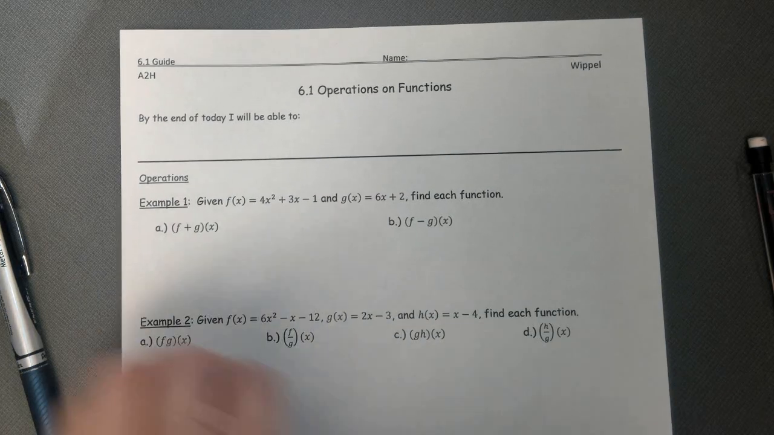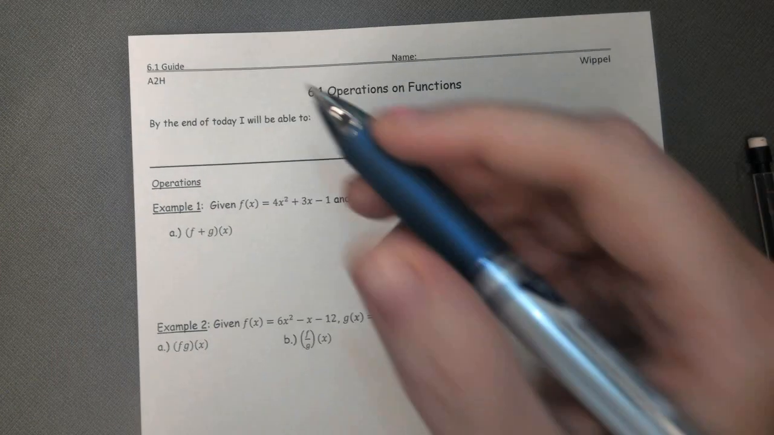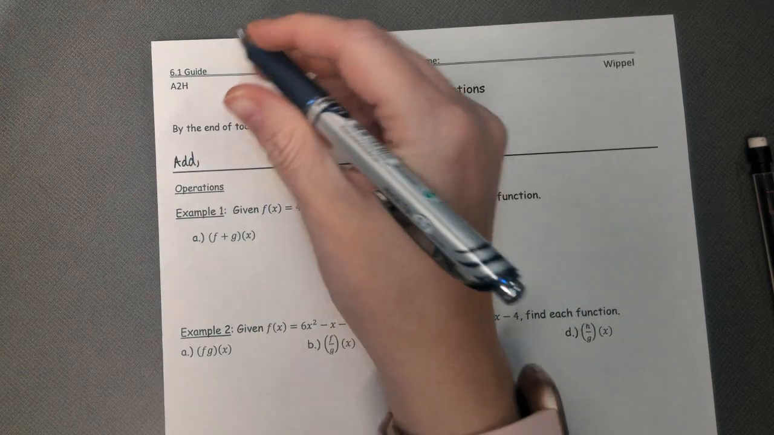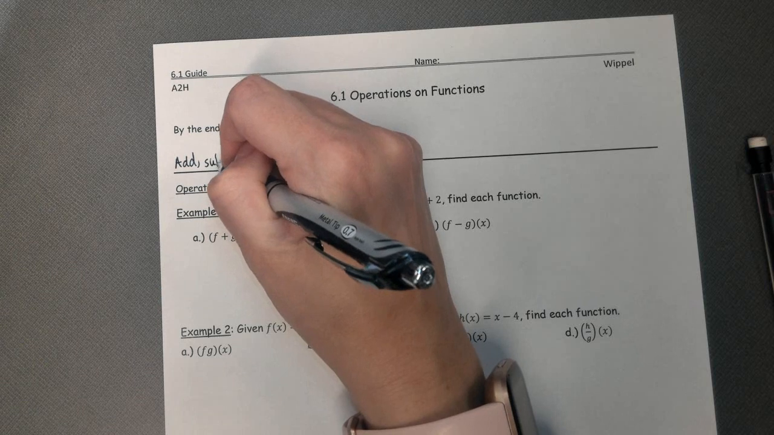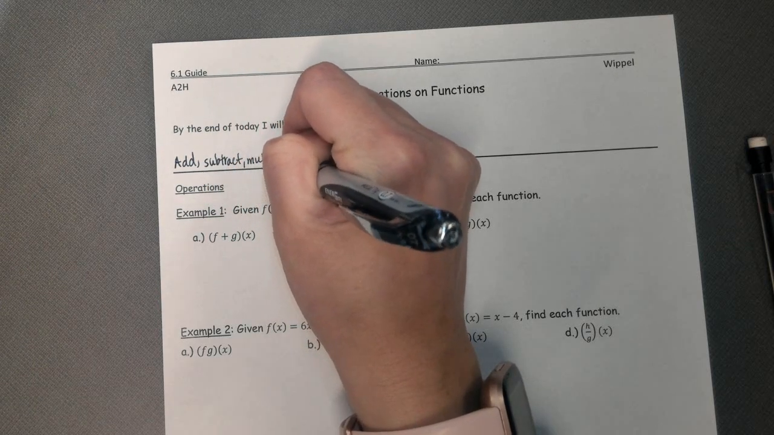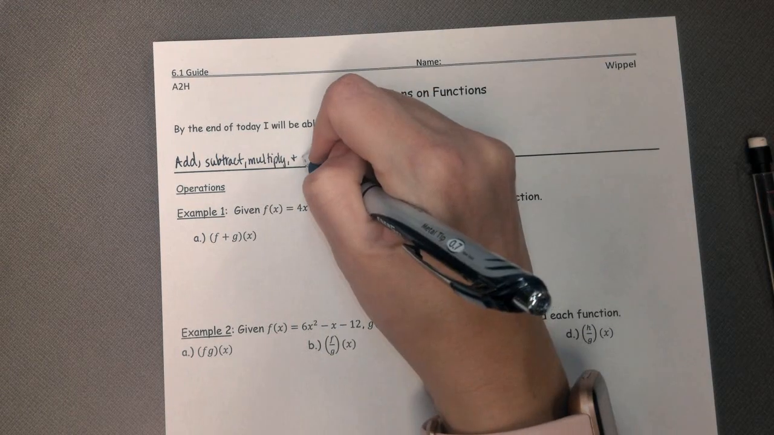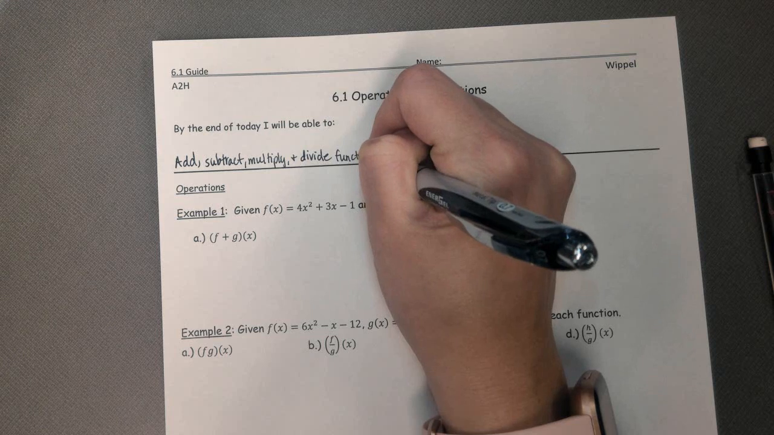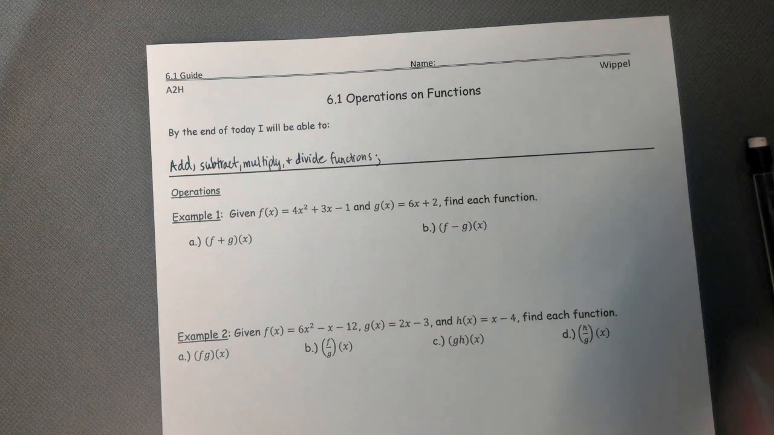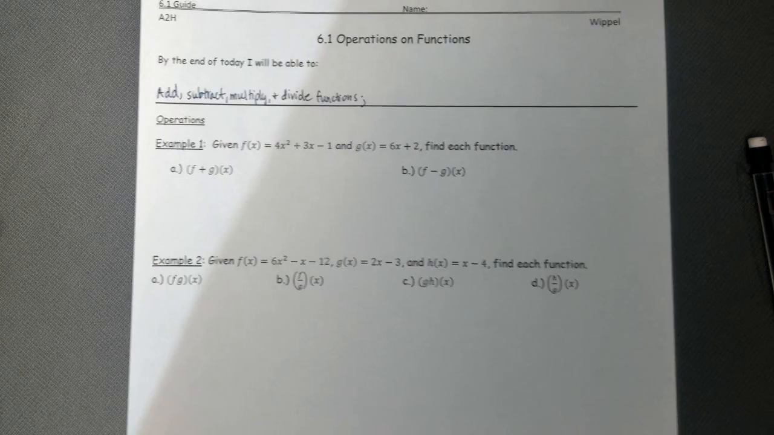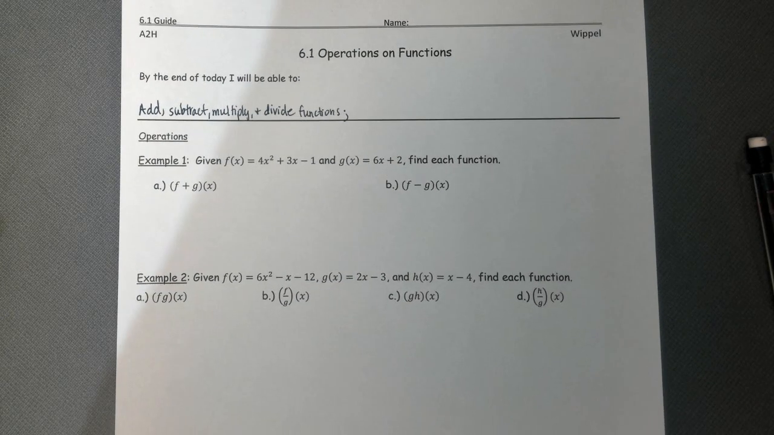Alright, so 6.1 is called Operations on Functions, and by the end of today, you're going to be able to add, subtract, multiply, and divide functions. Okay, so you're going to add, subtract, multiply, and divide functions.